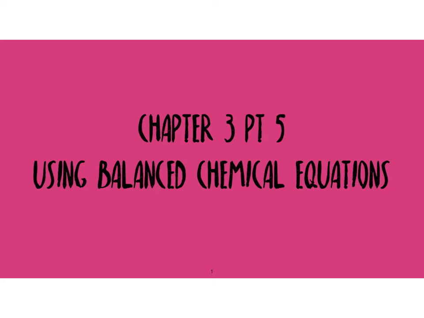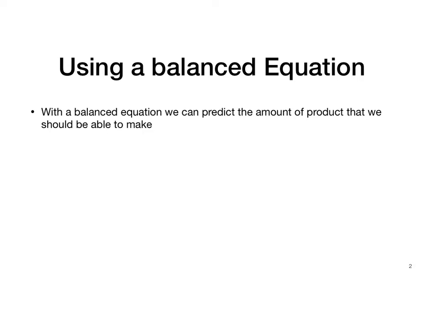In Chapter 3, Part 5, we're going to learn and talk about using balanced chemical equations. With a balanced equation, we can predict the amount of product that we should be able to make. So if we know what it should make and what we started with, we can figure that out.